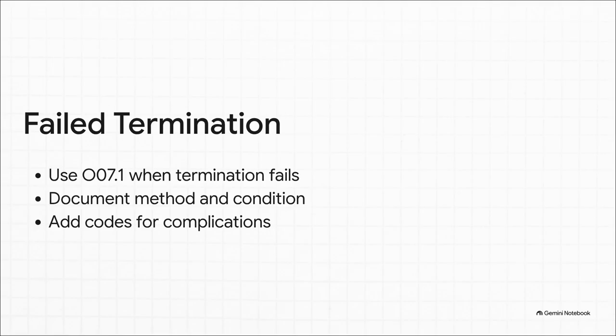But remember, 07.1 almost never stands alone. You've got to layer on additional codes for specific secondary complications. For example, if a failed termination results in a severe pelvic infection, you sequence 07.1 first, and then add the specific infection code to tell the whole story. Oh, and make sure the provider explicitly documented the actual method of the attempted termination to support the combo.